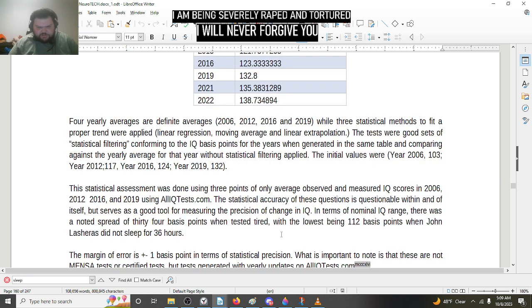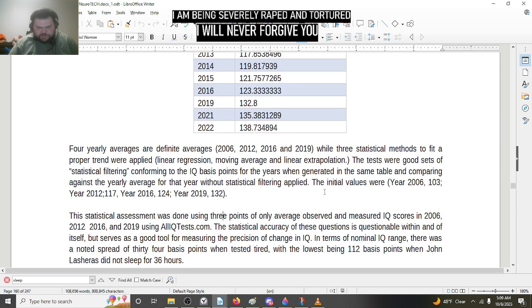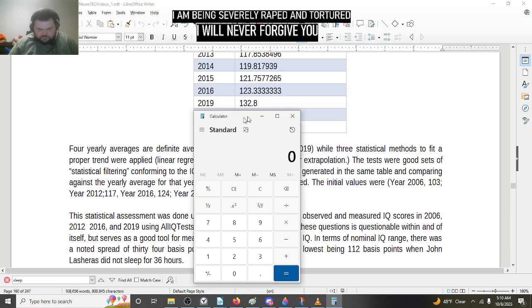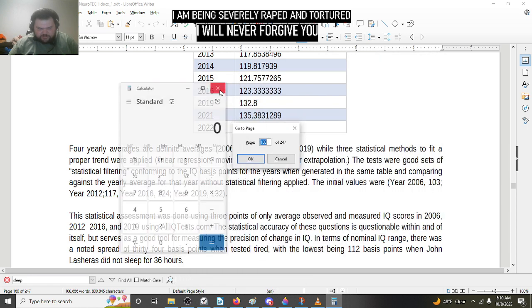So this is a little bit off. If we use the average there, it's only 20.8 points in terms of what I had. Which is how many standard deviations? Almost 1.39, approximately. So I don't know what I was saying there.